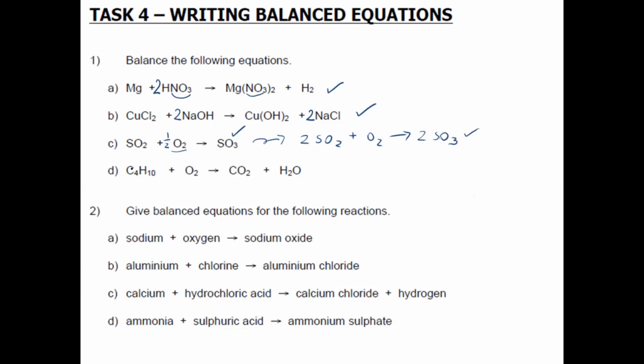Next, C4, so we've got 4 carbons. Carbons are balanced. 10 hydrogens in here, 2 hydrogens in here, so put times 5. And then I've got oxygen, so I need to be careful. How many oxygens here? 4 times 2 is 8. How many oxygens here? 5. 5 plus 8 is 13, so I'm going to put 13 over 2.